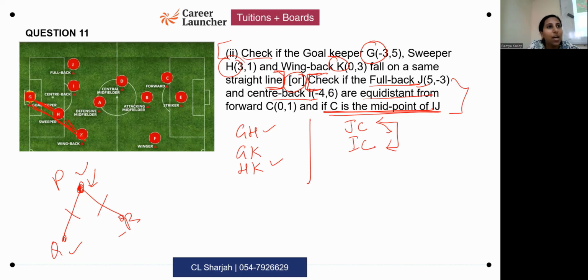Here, if you're finding out C is the midpoint of IJ, what you should do is check whether this 0 is equal to the sum of x coordinates divided by 2. 5 plus minus 4 is 1. 1 divided by 2 is 1 by 2. So this is definitely not the midpoint. Okay, so there are two parts to the question over there.